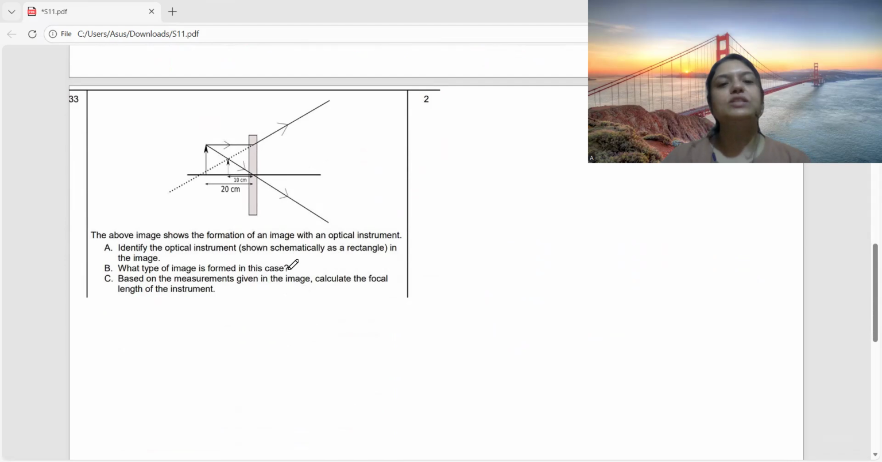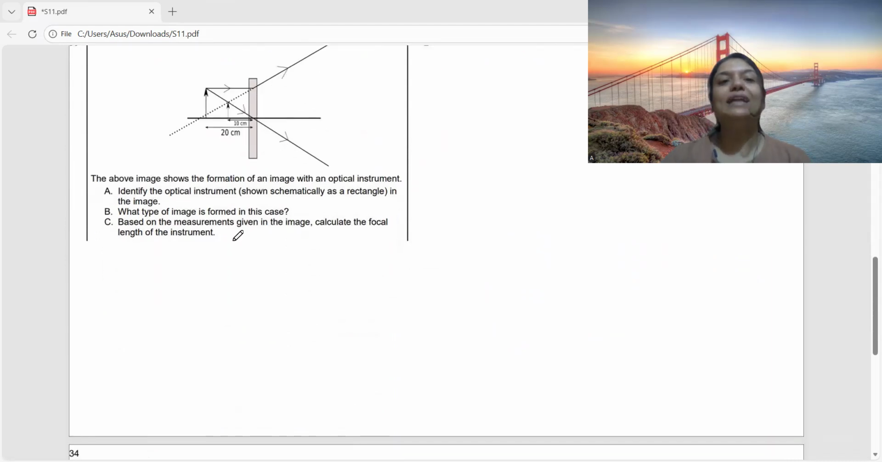What type of image is formed in this case? Based on the measurement given in the image, calculate the focal length of the instrument. Now you have to identify this, right? Now you can see that this is obviously a diminished and virtual image, right? So it will be what? What it can be that you have to identify, right? It can be a concave lens.